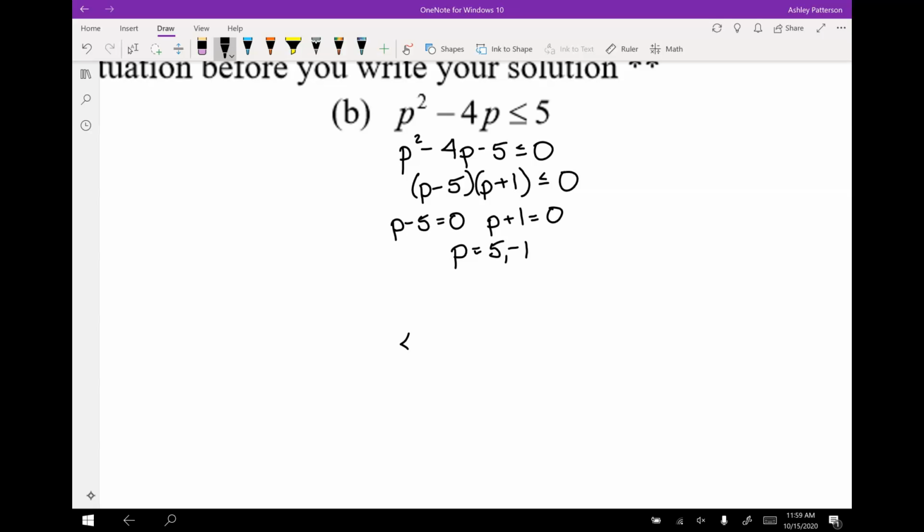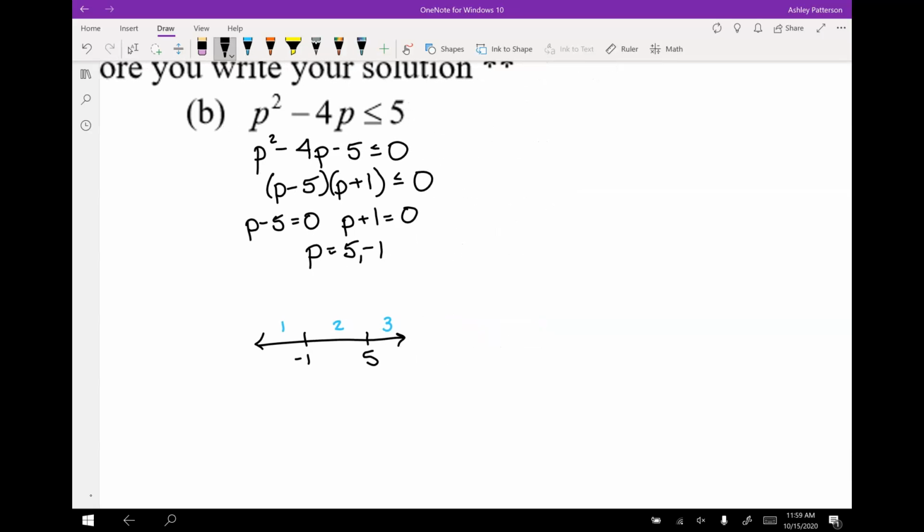So if I were to draw my x-axis, I know that the parabola is going to intersect at -1 and 5, and I know that I now have 3 regions for which to see if the solutions lie within: less than -1, between -1 and 5, or greater than 5. All right, here we go. I need to test. I'm going to pick a number that's less than -1, and I'm going to choose -2.